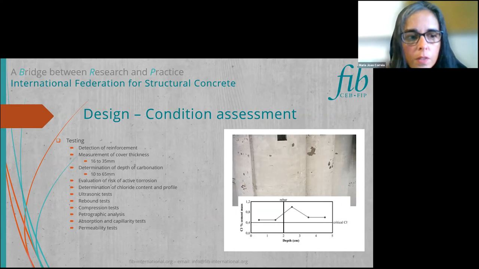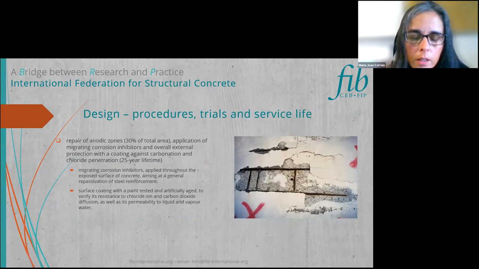The condition assessment of the structure included several testing techniques, as for example, the reinforcement cover thickness, the carbonation depth, which is in some cases higher than the cover thickness, and the chloride profile. Some of the results are presented here, which indicate very high chloride contents, as can be observed. The project specified the repair of the anodic zones, the application of migrating corrosion inhibitors, and the overall external protection with a coating against carbonation and chloride penetration. It also specified the system trial of the concrete surface coating.